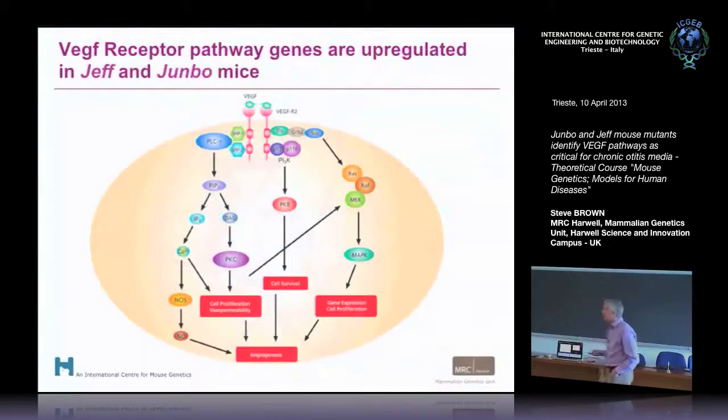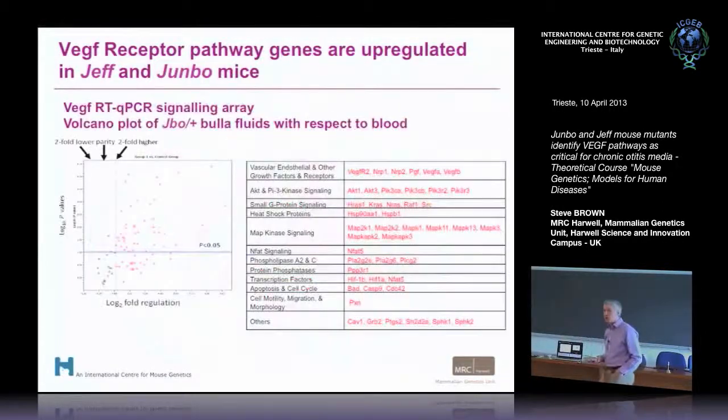We can also look further downstream. So we have HIF1 alpha upregulating VEGF, increased levels of Vegf receptor, and all of the downstream genes, which ultimately are leading to angiogenesis, vascular permeability, and so on. So we can ask if the Vegf receptor pathway genes downstream of VEGF are upregulated in Jeff and Junbo mice. And to cut a long story short, that is indeed the case.